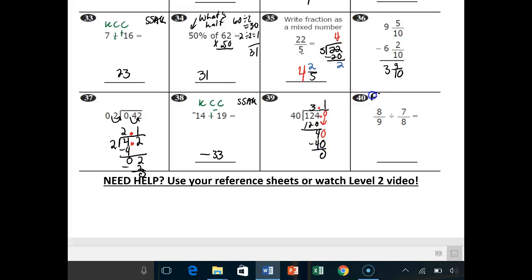All right, remember to flip the second and multiply. So we have 8 over 9 times 8 over 7. Look to cross cancel. You can't, so you get 64 over 63. And when you realize, oh, that's an improper fraction, 63 goes into 64 one time with only 1 left over. So 1 and 1/63. Okay. All right, rewind, watch if you have to, but this is the reference video for level 2.